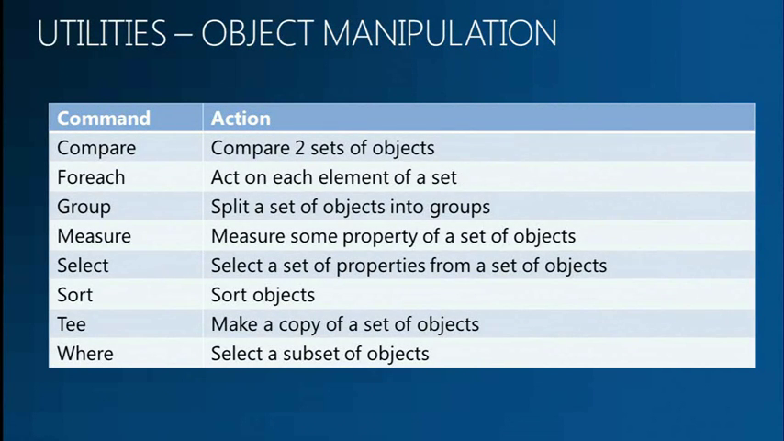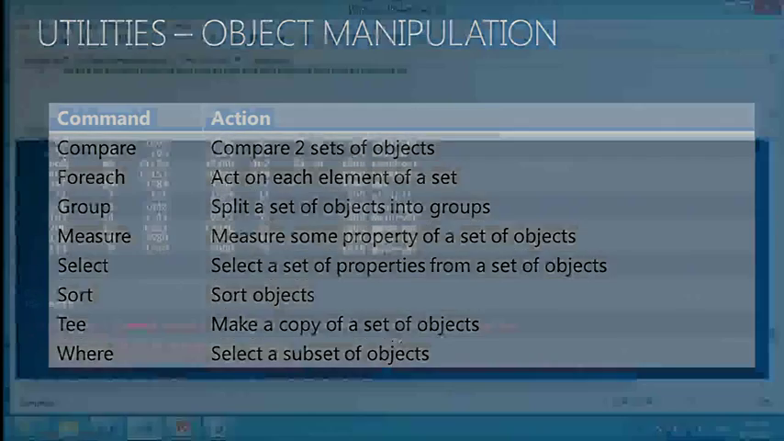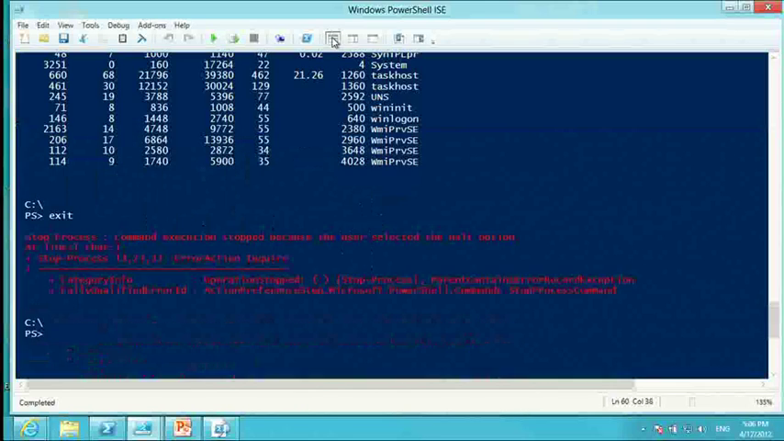So we can compare objects, we can group them, we can do for each, we can measure them, we can select them, we can T them, we can format them, we can where them. There's a lot here, there's a lot of exploration. Let me just show you a couple things. My favorite is where. You're going to use where a lot, so it's important to understand where.